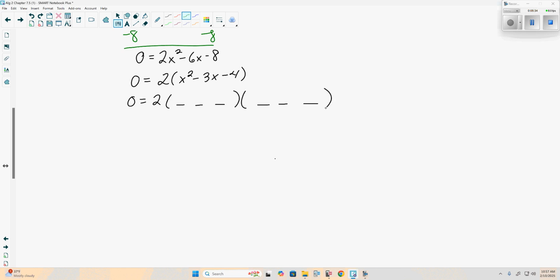Now, luckily for us here, x squared minus 3x minus 4 will factor. So we'll have our two sets of parentheses with 3 spaces. Since our third term is negative, our signs are opposite. Factors of x squared are x and x.